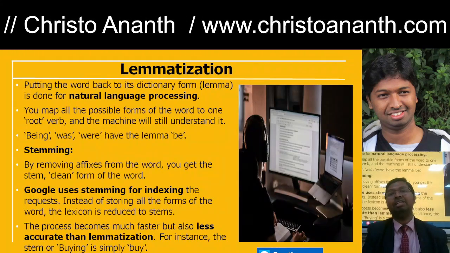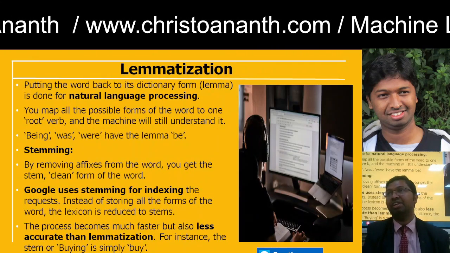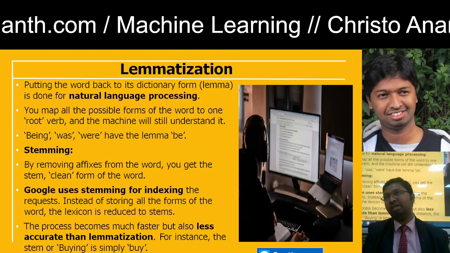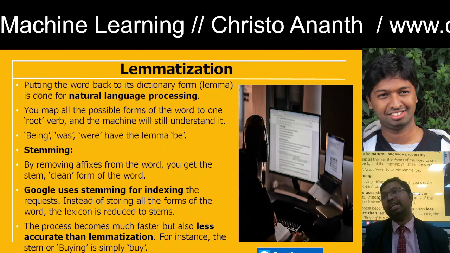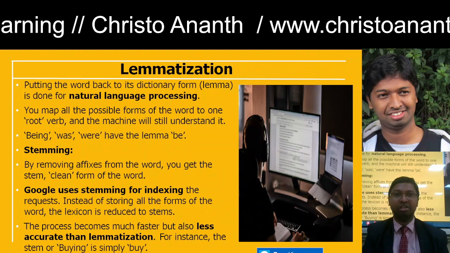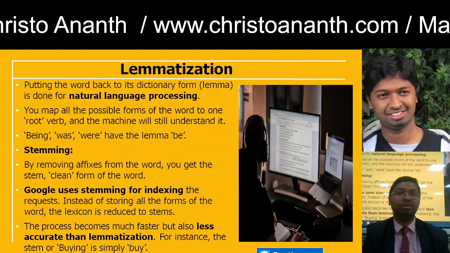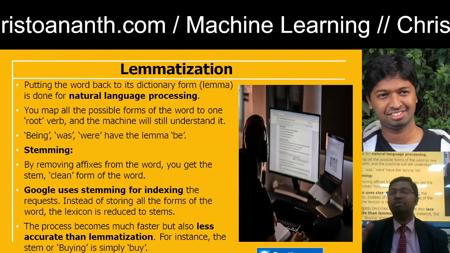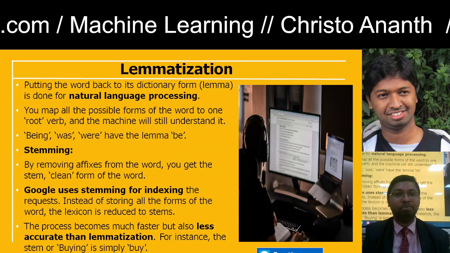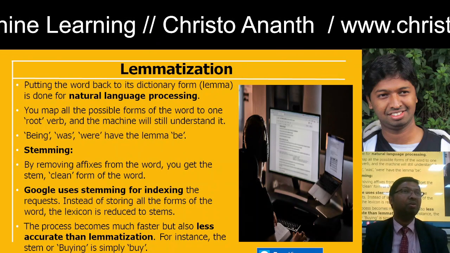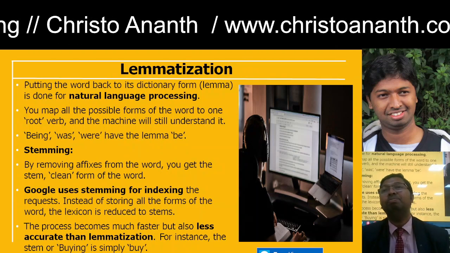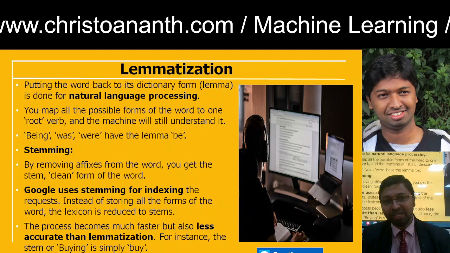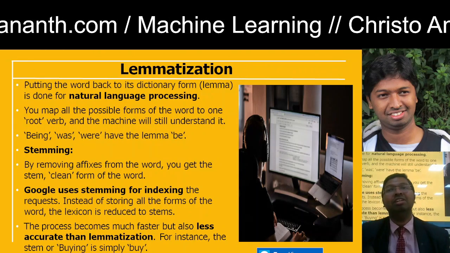Okay, identifying each part of the speech. And then lemmatization. Lemmatization means it is identifying the meaning according to NLP, natural language processing. Here you map all the possible forms of the words to the root of the verb, and the machine will understand. So being, was, were are nothing but forms of the verb be.